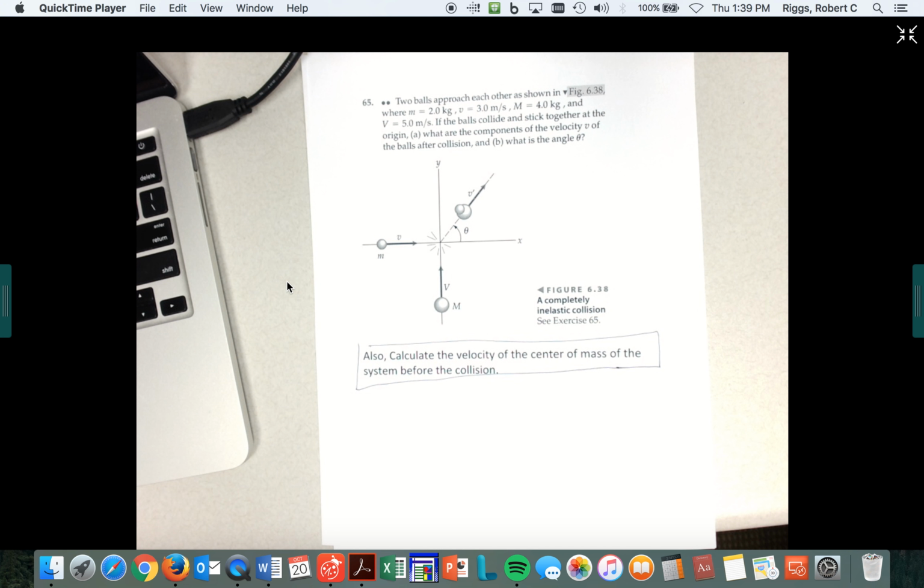This is almost identical to the hockey player problem that we did in class, but I want you to understand the velocity of the center of mass, okay? The velocity of the center of mass before a collision is equal to the velocity of the center of mass after the collision due to conservation of momentum, as long as the net external forces in the problem after the collision are the same as they were before, or they cancel out and equal zero. In other words, everything's moving at a constant velocity again.